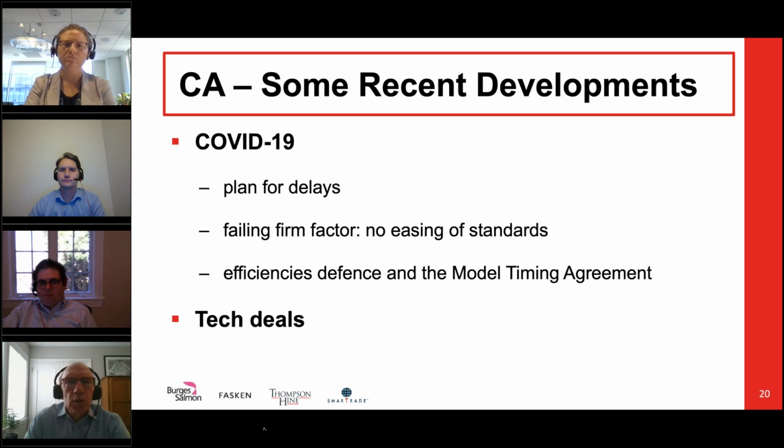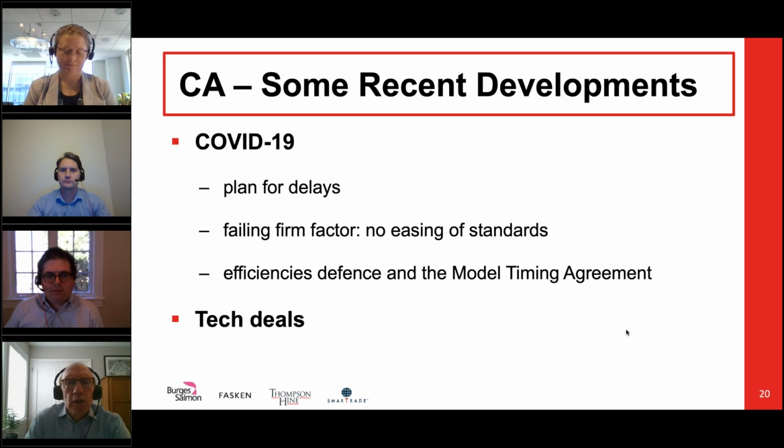And the Competition Bureau has established a model timing agreement, which they will ask parties who plan to advance the efficiencies defense to adhere to. The implied threat is, it's actually more than implied. It was expressed in the material that preceded the timing agreement, that if parties don't enter into a timing agreement, the Bureau will have no choice but to challenge the transaction. We haven't seen that yet, but that's in terms of COVID things.